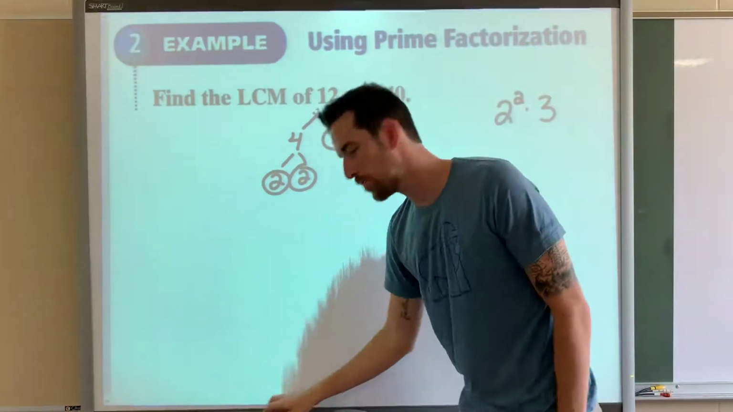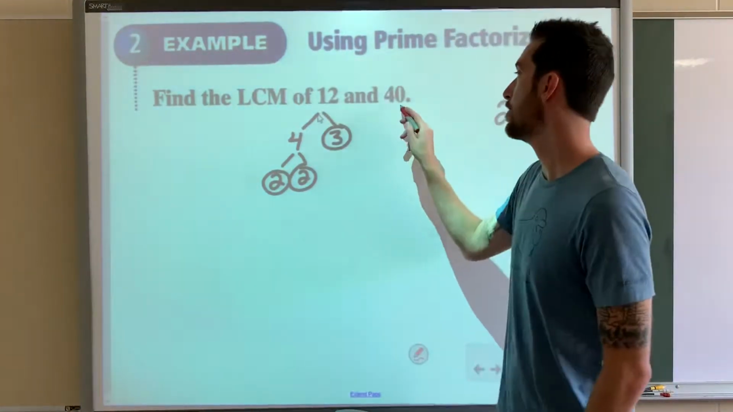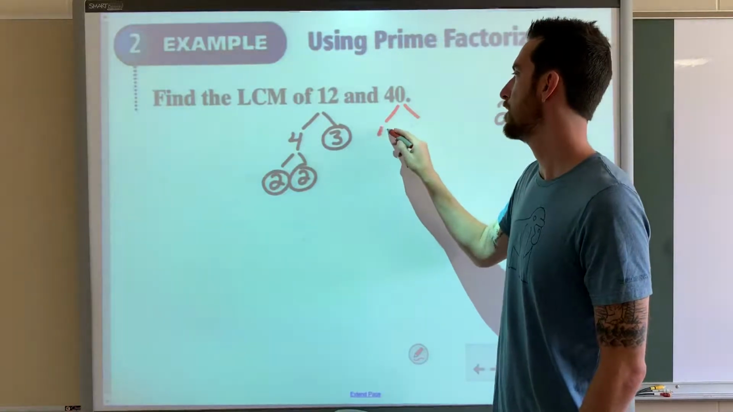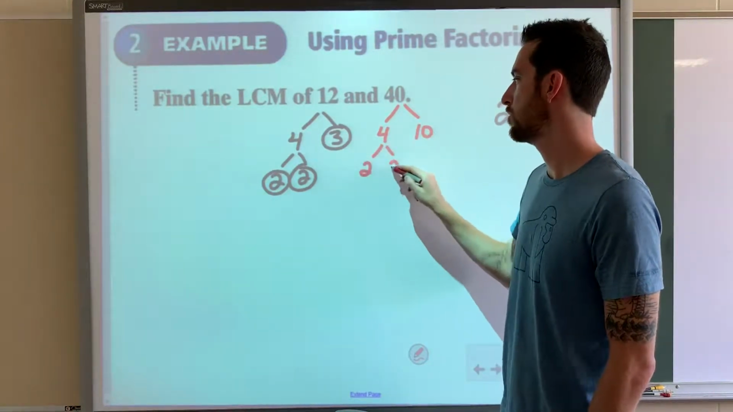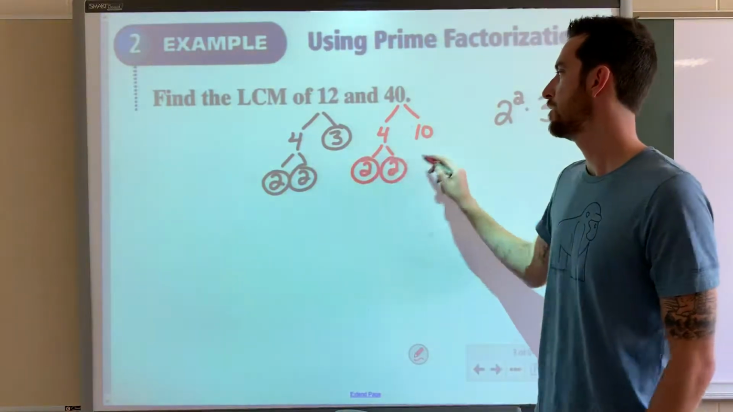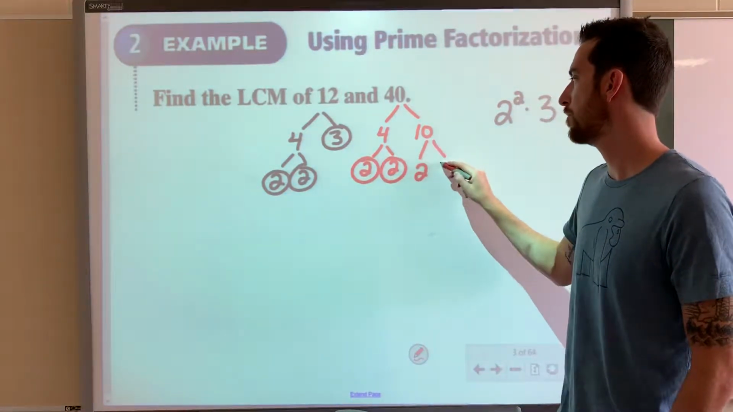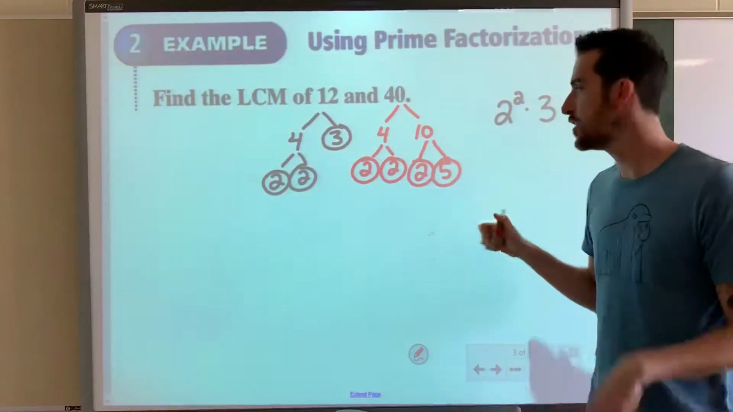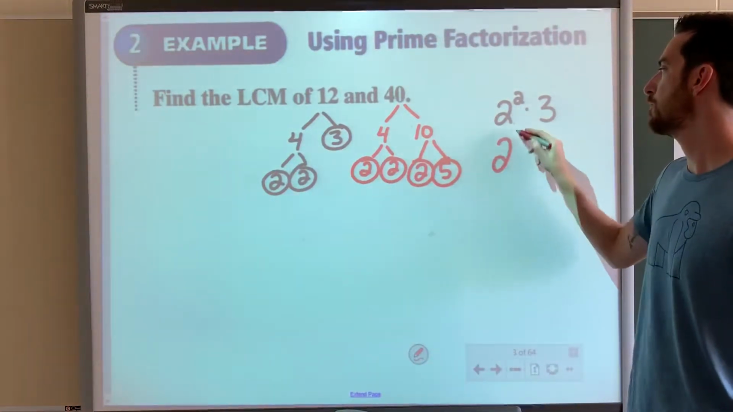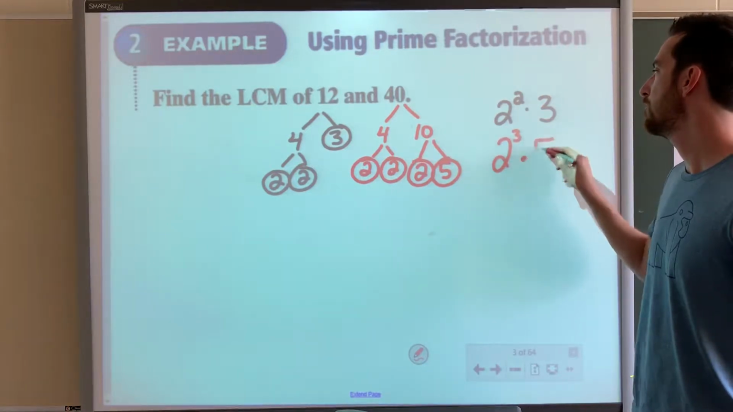And then you look at 40, and you say 40, let's see, we could say 4 times 10, and then 4 is 2 times 2, which are both prime. 10 is 2 times 5, and both of those are prime. So this in prime factorization would be written 2 to the third power times 5.